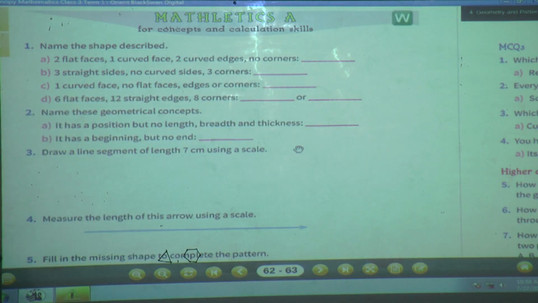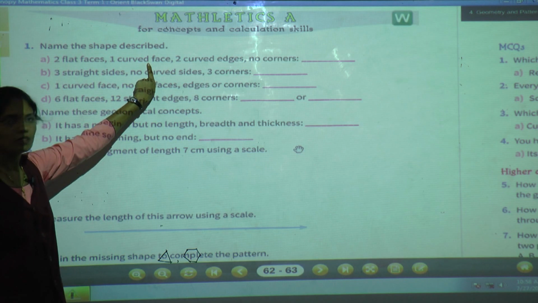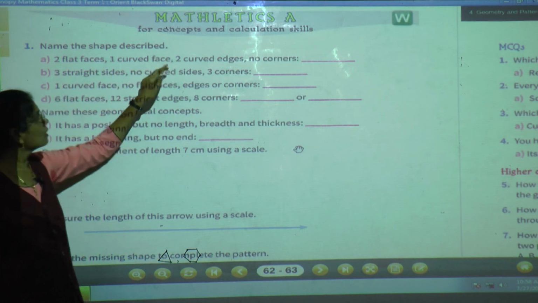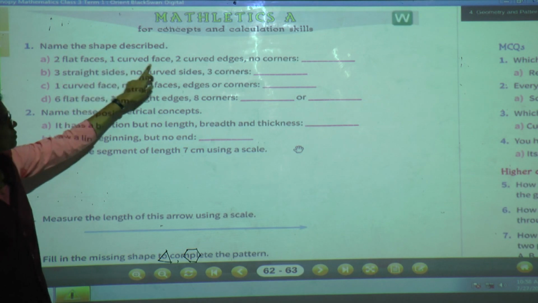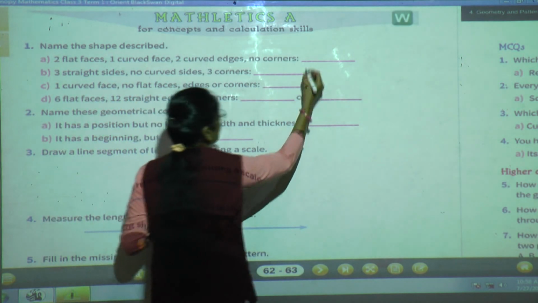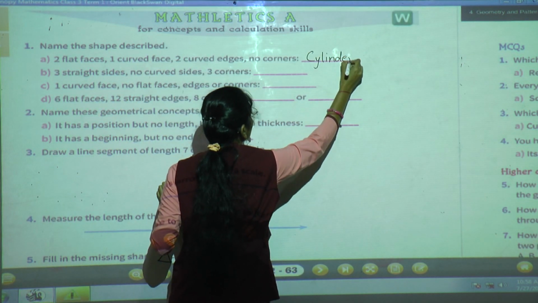Which shape is it? Yes, two flat faces, one curved face. If we look at the cube, does it have a curved face? No. Then two flat faces, one curved face. Which shape is it? Yes, it is a cylinder. So I'll write here cylinder.